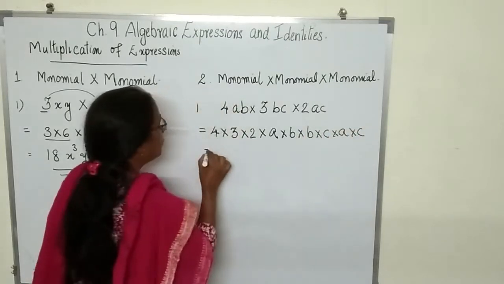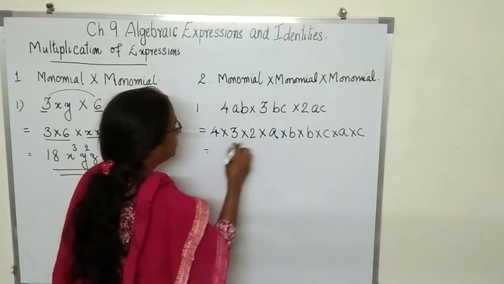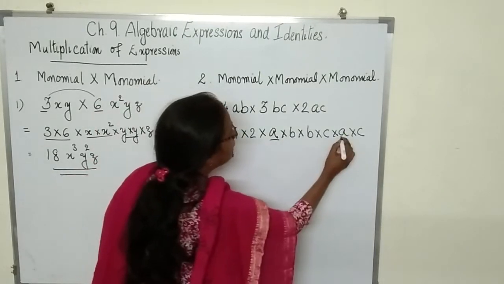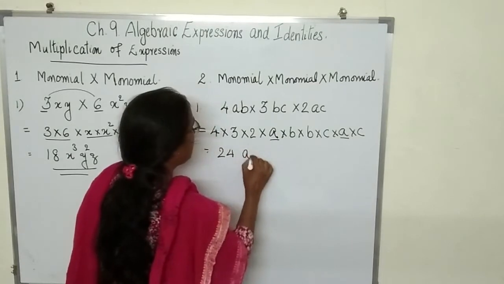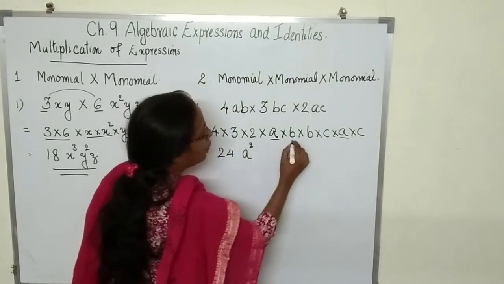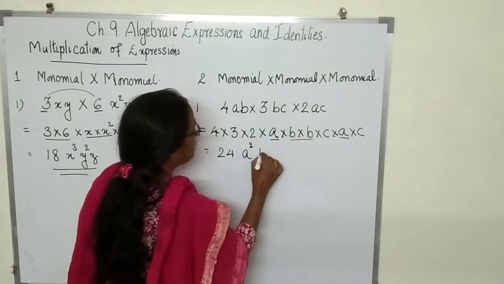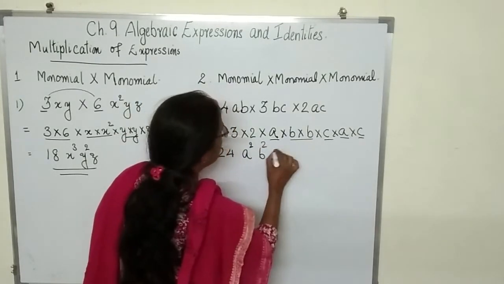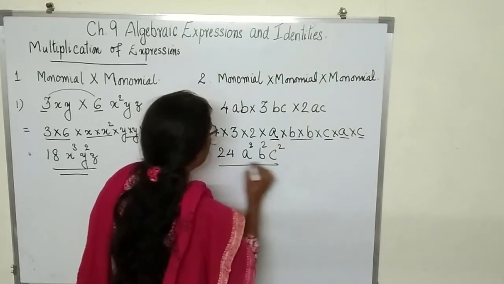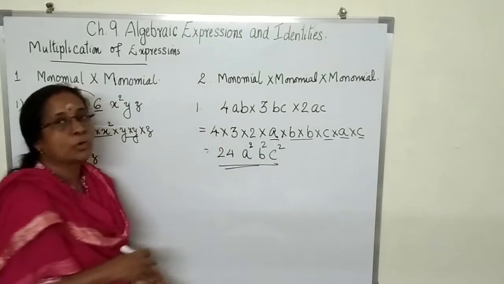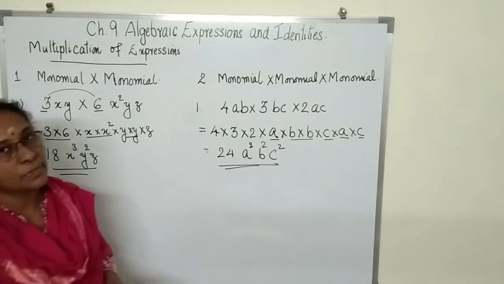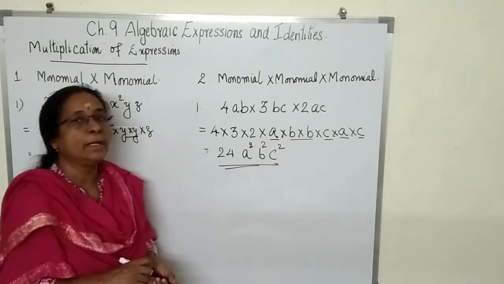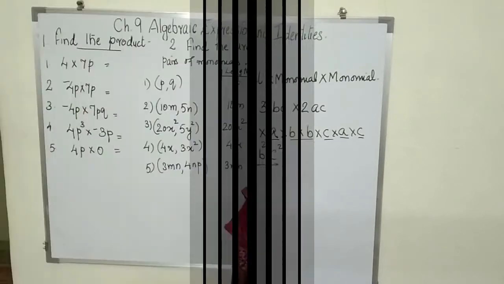So what do we get? 4 3s are 12, 12 2s are 24. Now how many a's? 1, 2 a's, so that is a square. How many b's? 2 b's, that is b square. And c also 1, 2, so c square. So the answer is 24 a square b square c square. So this is how we multiply monomial by monomials.